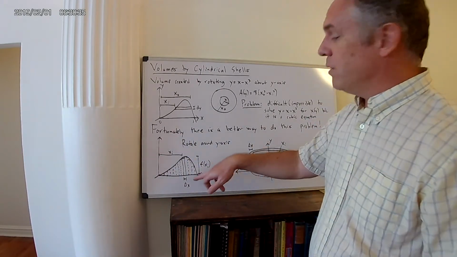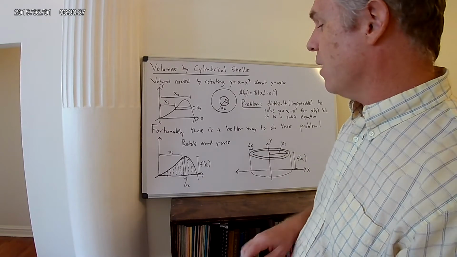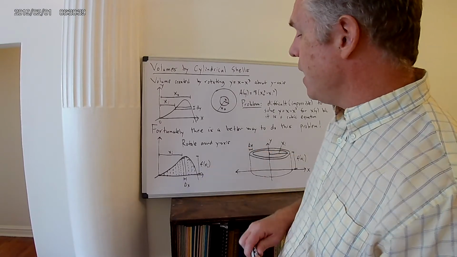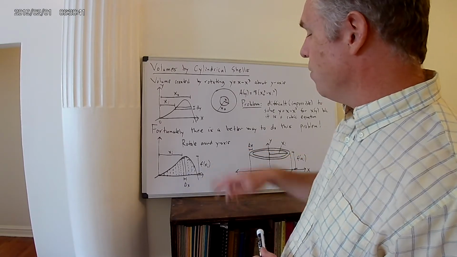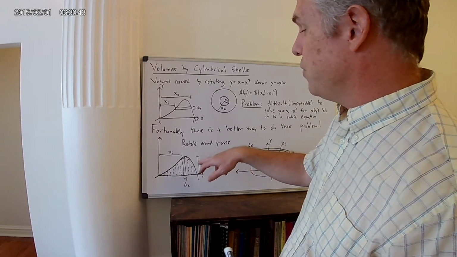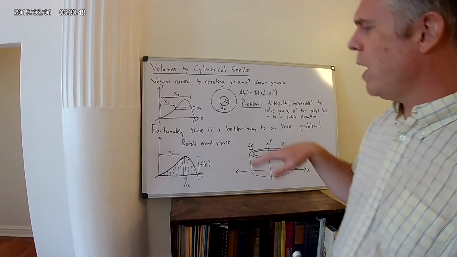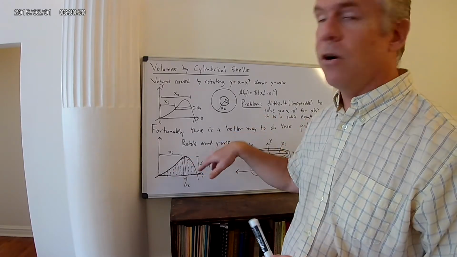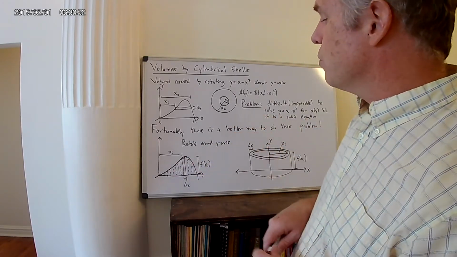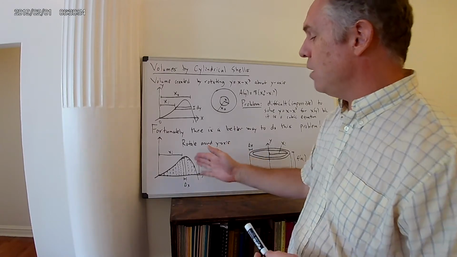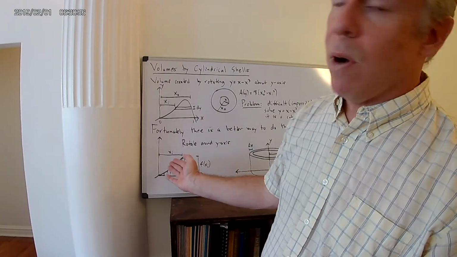The rectangle has a width of delta x, and the rectangle has a height of f of x sub i. So the value of the function evaluated at x sub i gives you the height of this rectangle. But we're not interested in calculating the area under this curve in this case. What we're actually doing is trying to calculate the volume obtained by rotating this curve around the y-axis.